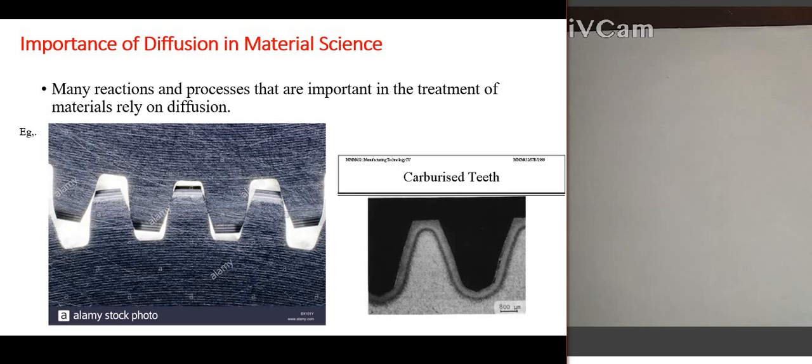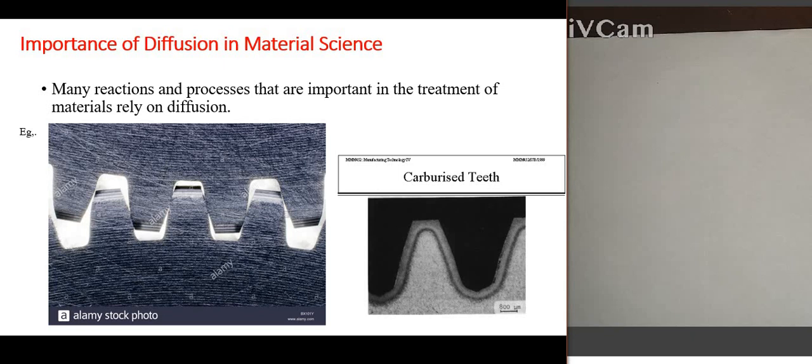This wearing of the gear profile can be reduced by providing a very hard surface on the surface of this tooth. If we can provide a very hard surface on the outer area of the teeth, then we can reduce the wearing of these gears.